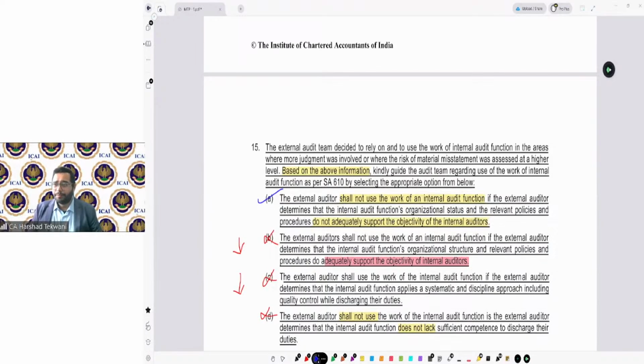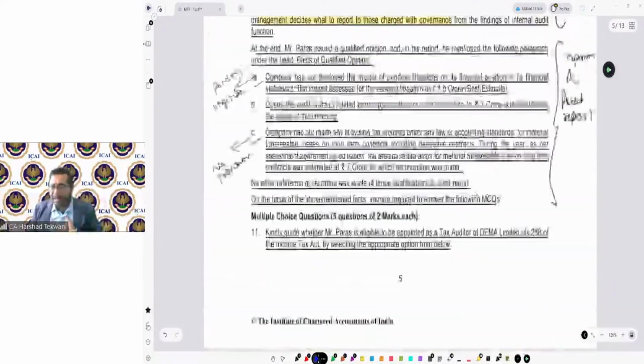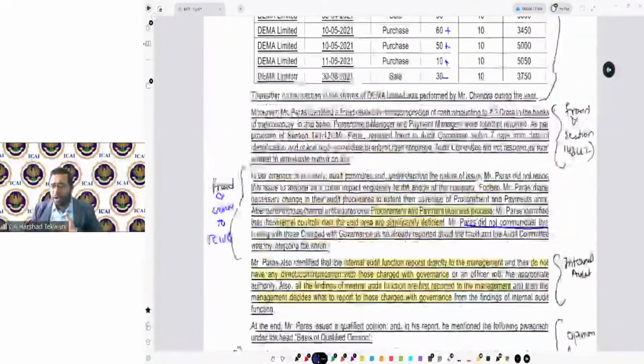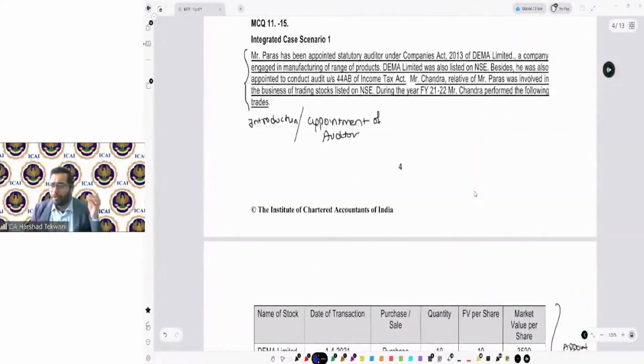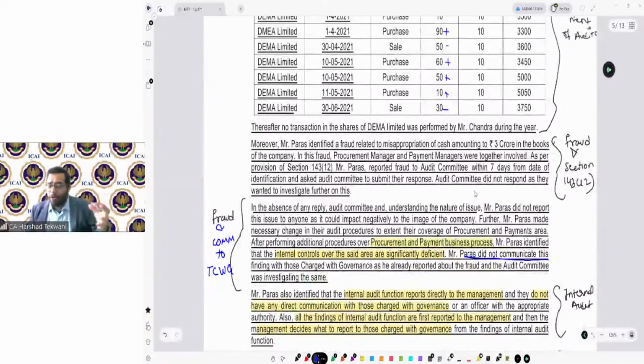Any doubt, guys? Did you understand how we solved the whole case scenario, the integrated case scenario? First I wrote some keyword in front of each paragraph just to understand what information is covered in this case scenario.